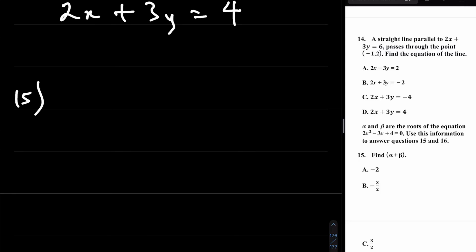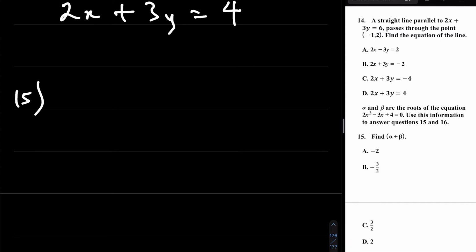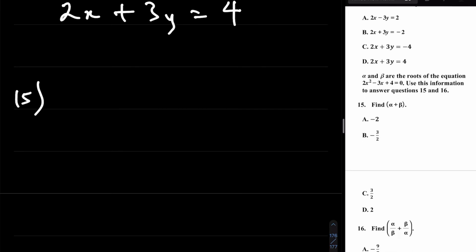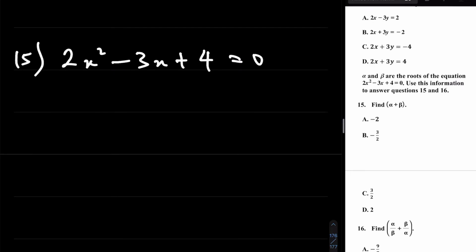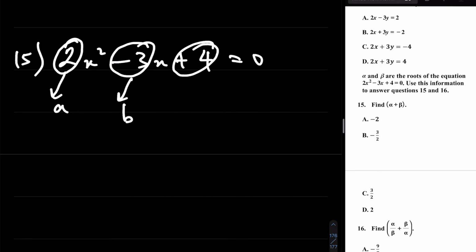Alpha and beta are the roots of the equation 2x squared minus 3x plus 4 equals 0. Use this information to answer questions 15 and 16. Question 15 says the equation is 2x squared minus 3x plus 4 equals 0, and we want to find alpha plus beta. Here, a is the coefficient of x squared, which is 2. b is the coefficient of x, which is minus 3. And c is the constant, which is 4.